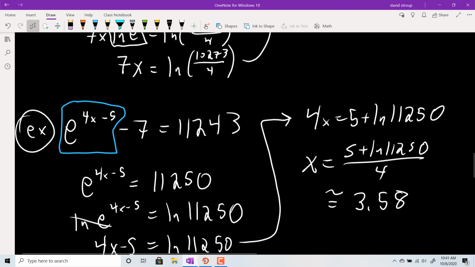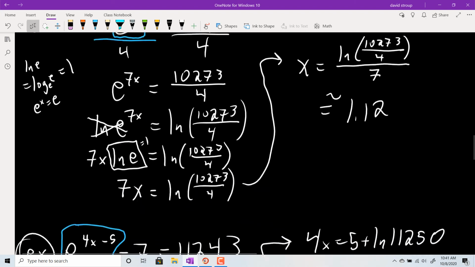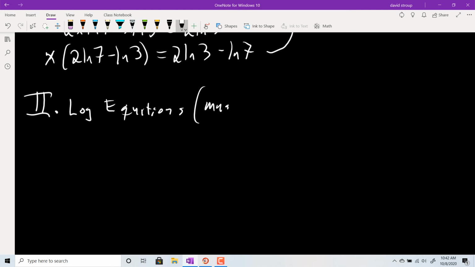So let's move on, right? So we did the exponential types. Now we want to do the logarithms. And again, there's going to be two ways of doing these, using the one-to-one property, and then the other way is using the definition of the logarithm. Okay. So log equations, and in particular, one bummer or one cruddy part about all this is that you must check your solutions.